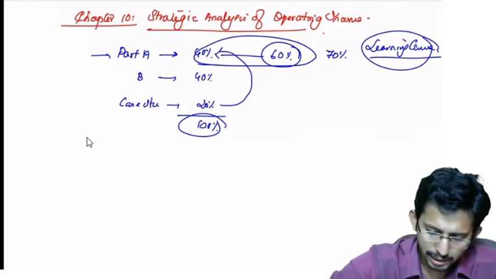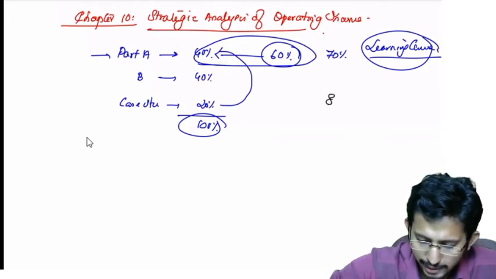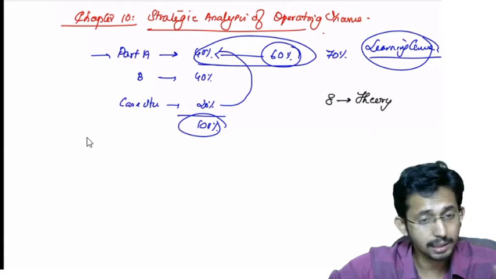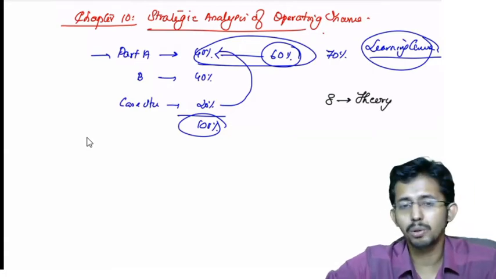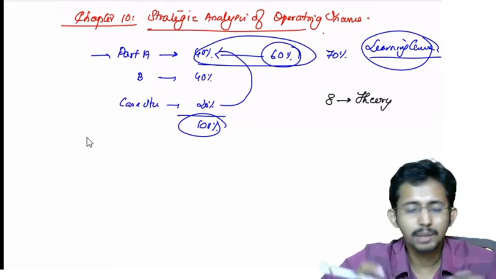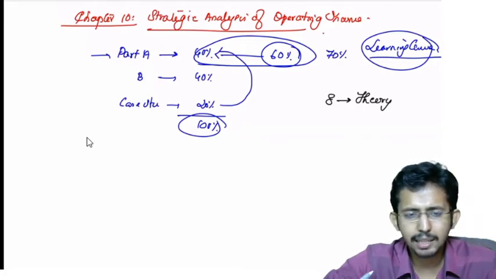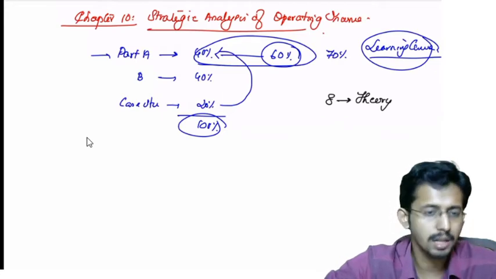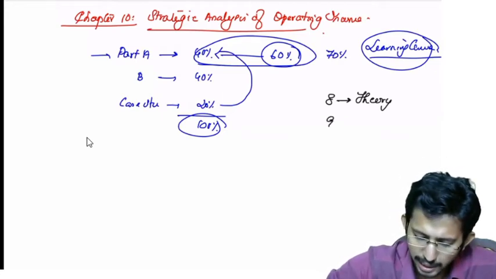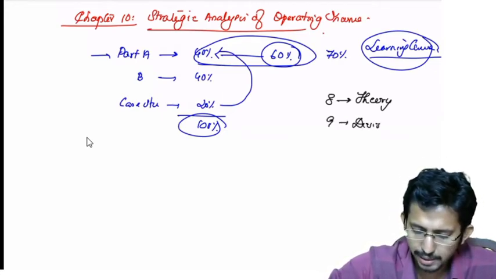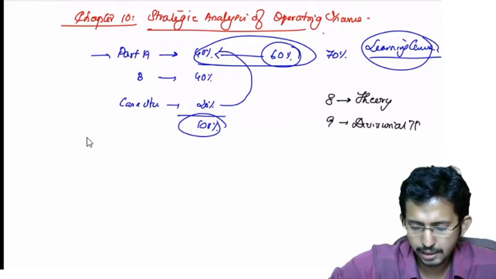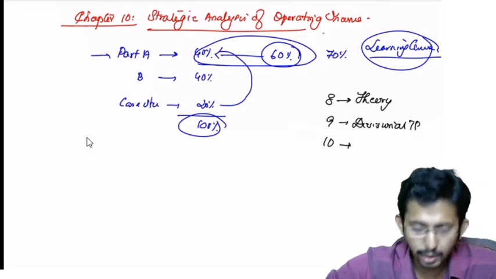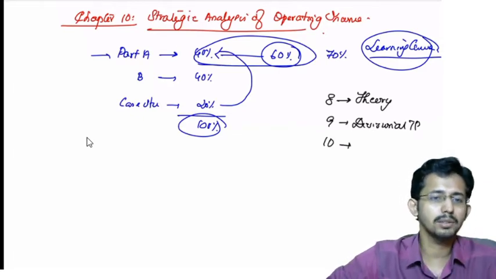Now, what all is left out? We have chapter 8. Chapter 8 is purely a theory topic, but I would say it is important also, because you have a lot of evaluation methods in that, and a few small problems from that evaluation could also be asked. Then chapter 9 is divisional transfer pricing. It is also an important topic. Then chapter 10 is what we are going to see now, that is strategic analysis of operating income.